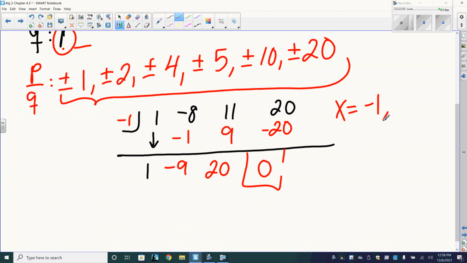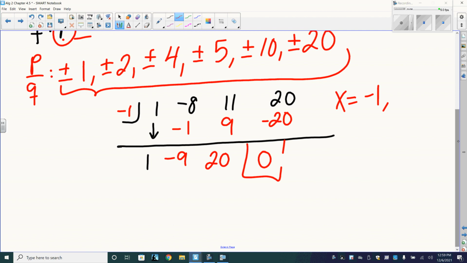So we found the first solution, because we got a remainder of 0. Okay. Well, at this point here, we can move on to positive 2 and see if we get a 0. If not, then we move on to negative 2, then 3, negative 3, 4, negative 4, 5, negative 5, 10, negative 10, 20, and negative 20, and see if any of these work. And it could be that 2 of them work, or it could be that none of the rest work, and negative 1 is the only real or rational solution.